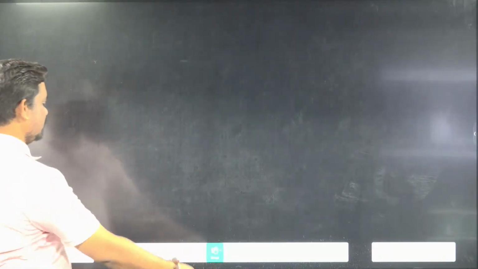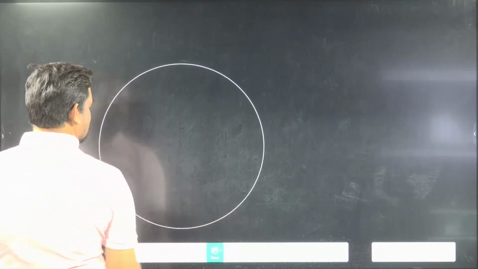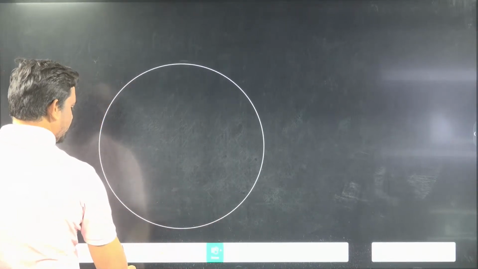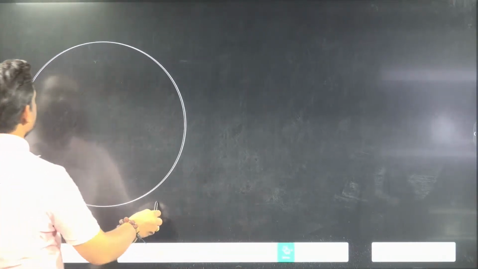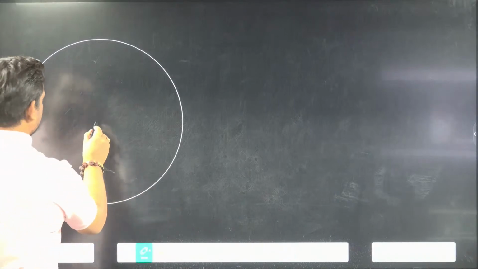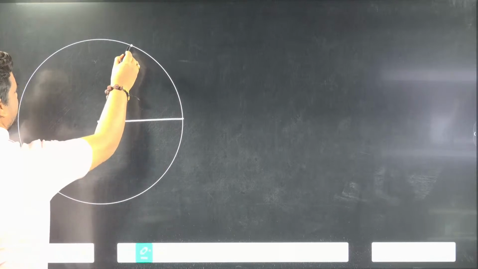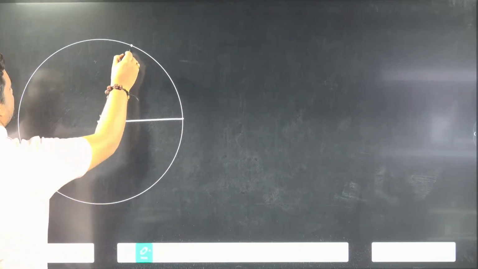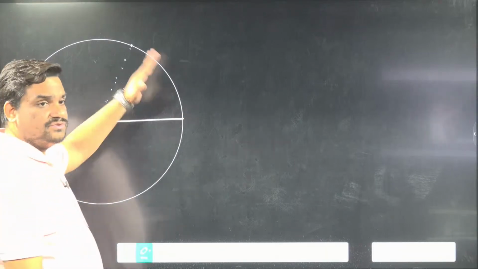So now we can say here, if I say this is our circle, and this is the center, and I'm moving from this point to this point until I reach here, then you can say some angle will be there. Is this a small angle or a large angle?